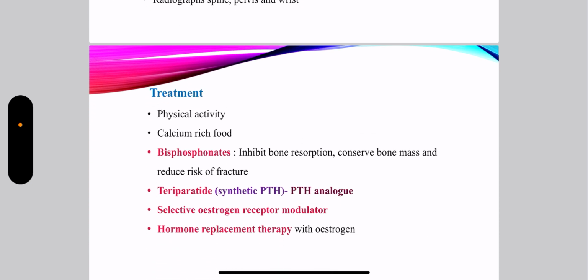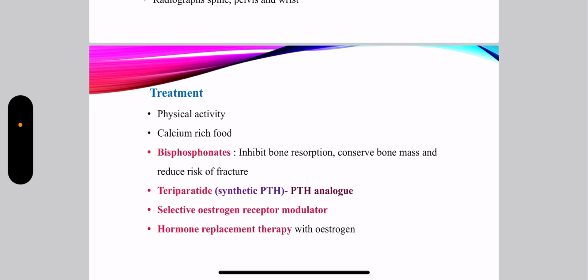Regarding the treatment part, we advise the patient to undergo physical activity. Dietary supplementation with calcium rich food. Then we'll talk about the drugs.